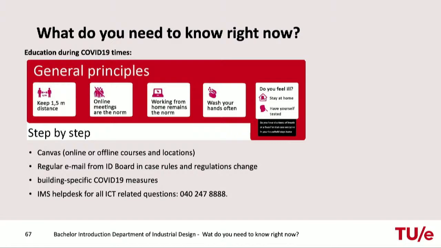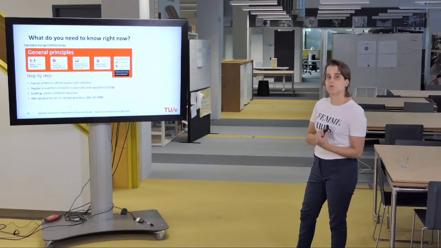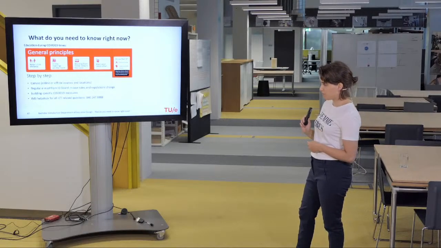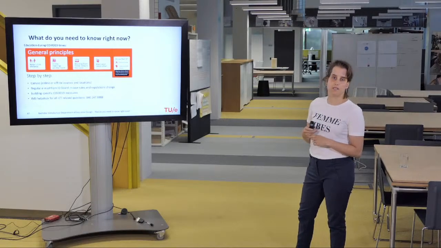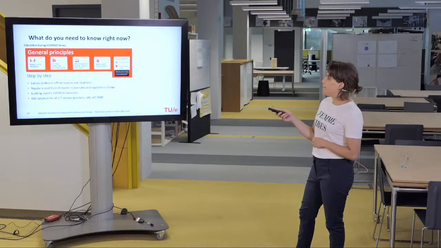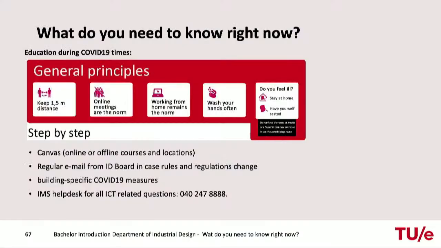As I just addressed, Canvas is the medium where you can see if a course takes place online or on campus. And also, you can see locations. If there's any change in COVID-19 guidelines, we will let you know as soon as possible. There are building-specific COVID-19 measures in place, which you can see when you enter a building. Everything is outlined clearly for you.